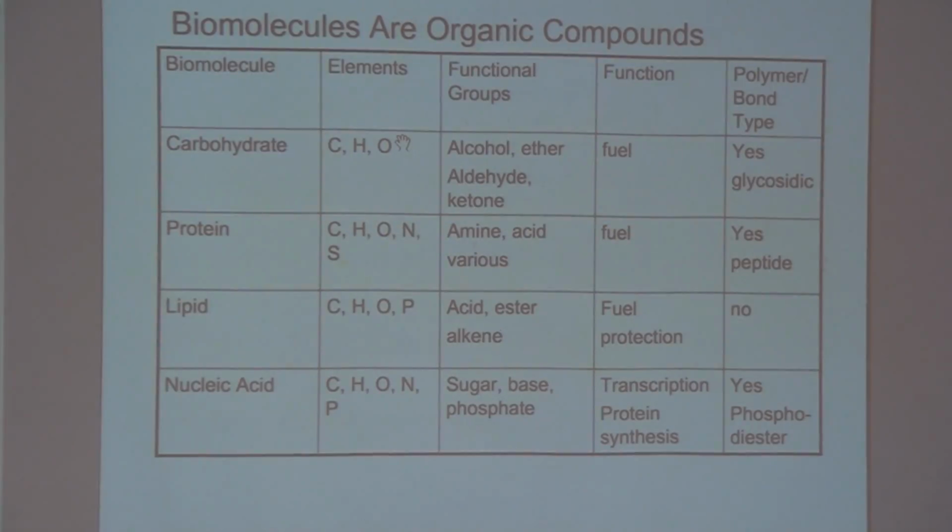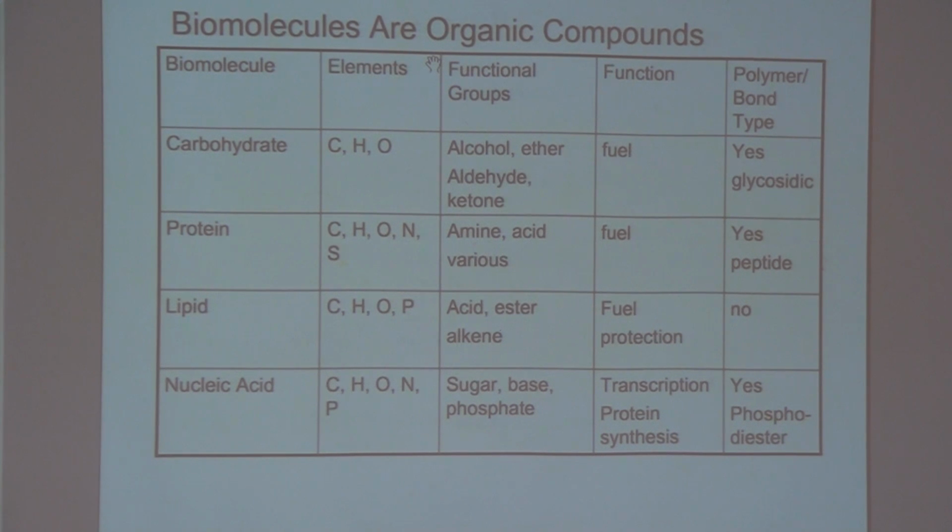Oh, this is about biomolecules. So, a lot of you are studying biology, and you're familiar with these biomolecules. So I've classified them by carbohydrates, proteins, lipids, and nucleic acids. I've shown the elements or the atoms found in each type of biomolecule. I've also shown the functional groups found in each type of biomolecule, as well as some functions. Carbohydrates are usually used as a fuel. Proteins can be used as a fuel, and there are also other functions of proteins. Can you name another function of protein? Enzyme. Yeah, enzyme.